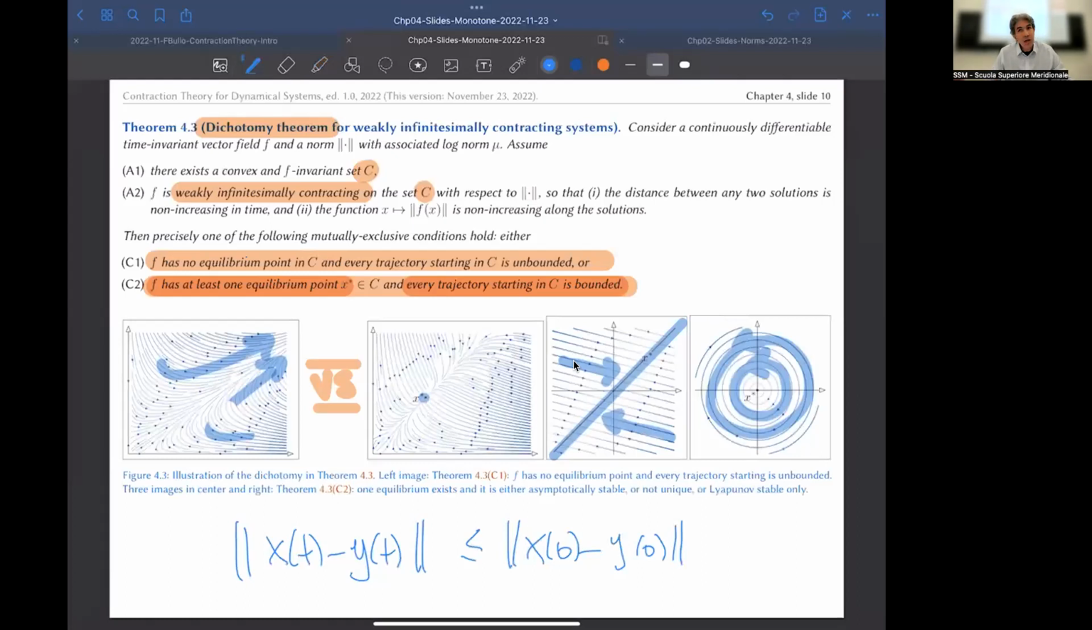Right now, I just said an equilibrium exists. I did not say two. It could have an infinite number of equilibria. I said one equilibrium exists, it doesn't need to be unique at all.